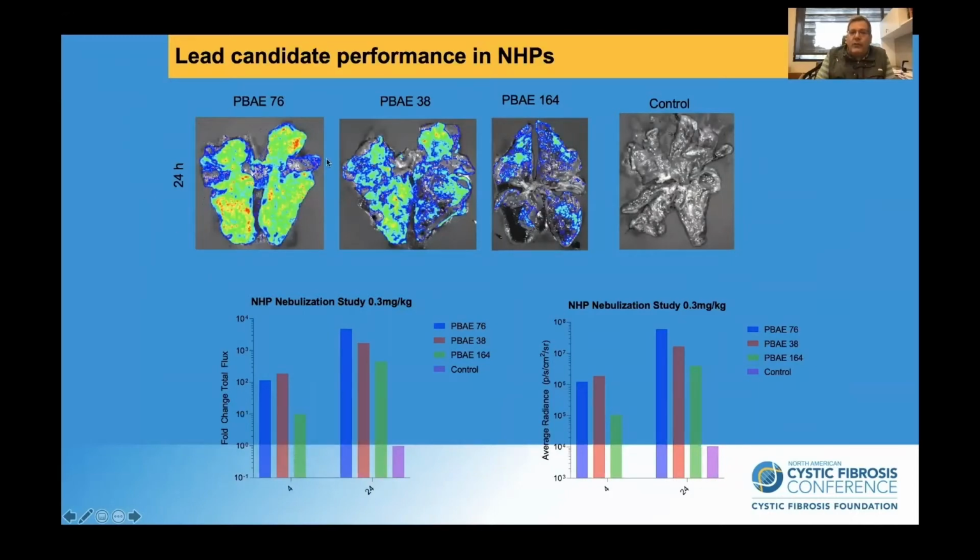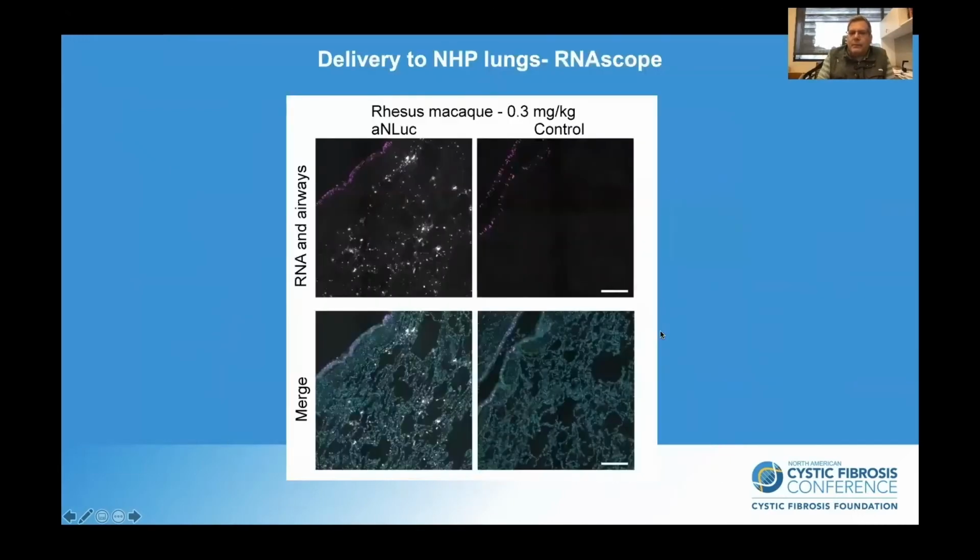So we were able to see 76 did perform better than 38 and 164, which we weren't too surprised by, but we could easily get expression throughout their lungs. And the radiances were about where we expected them to be. We also performed RNA scope again in their lungs to look for the RNA, and you can see RNA actually well distributed within the lungs of these animals. And so this is just a zoom in view of where the RNA is actually being distributed.